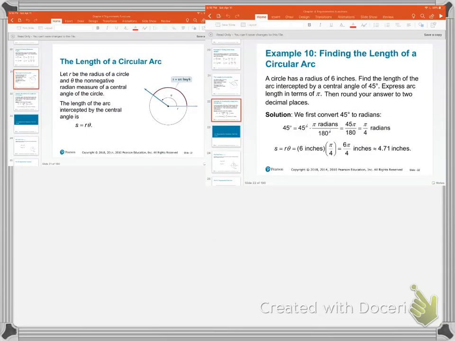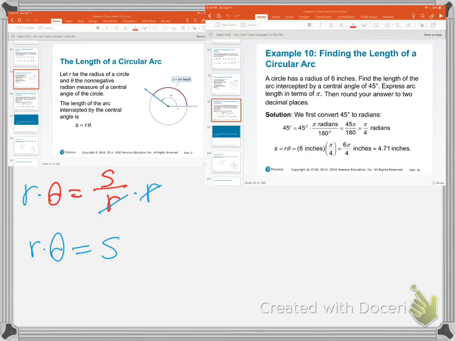Sometimes if you know the radian measure, you can find the arc length. We know the radian measure is arc length divided by the radius. Now multiply both sides by r. The r cancels, and you got the arc length S is the product r times theta.